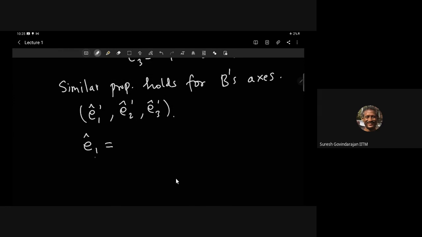The point is that any vector can be expanded in terms of these guys. So in particular, E1 hat is some vector. Let's just do this, and then this should be writable as some matrix again: D11 E1 prime plus D12 E2 prime. I'm not using B. It will be related to B.